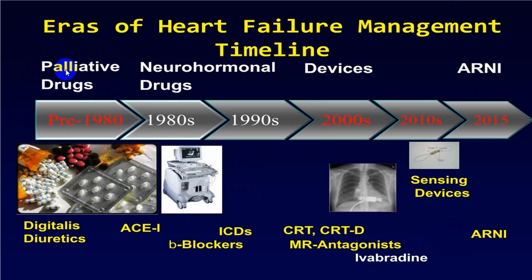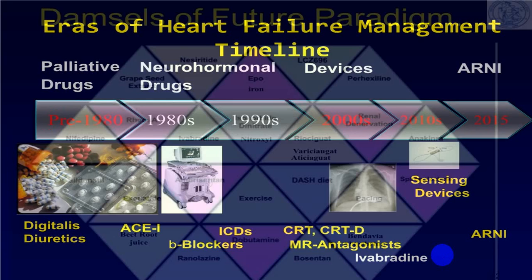Now, initially we had palliative drugs, then we came across neurohormonal drugs like ACE inhibitors, beta blockers, then came ICD, then there was the invention of CRT. Now we have MR receptor antagonists, ivabradine. Now we have sensing devices, and recently we have the invention of what we call angiotensin receptor neprilysin inhibitors, ARNI, and with that the prognosis has improved.